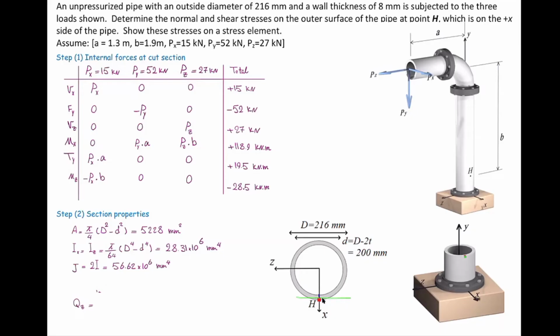That means Q is going to be 0. So Q, or the first moment of area, for point H about Z is 0. In a similar way, we can determine Q for point H about the x direction, which we call Q sub x.